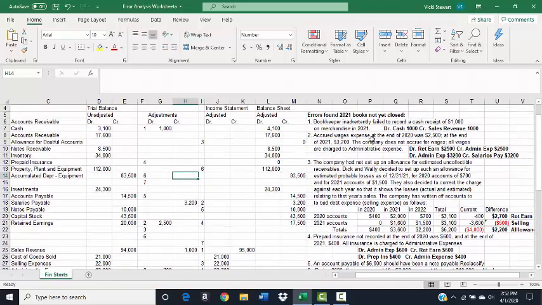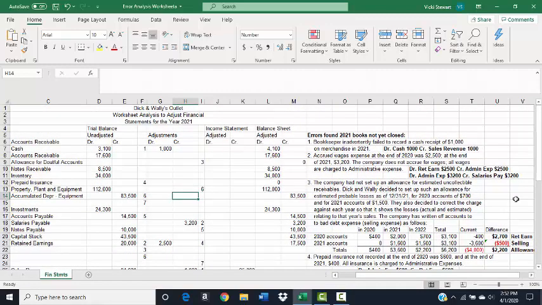Okay, so now we're going to look at number 3. It states in number 3 that the company had not set up an allowance for estimated uncollectible receivables. Dick and Wally decided to set up such an allowance for estimated probable losses as of 12/31/21 for the 2020 accounts of $700 and for 2021 accounts of $1,500. They also decided to correct the charge against each year so that it would show the losses, actual and estimated, relating to that year's sales.